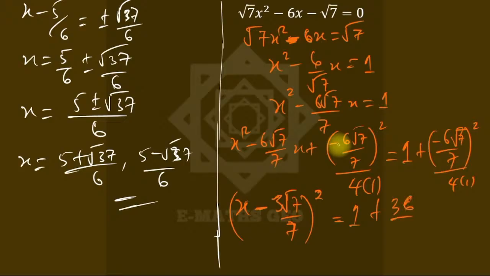Do you get 6 squared? That's negative 6 squared, which is 36. Root 7 squared is 7, so that's 6 over 7. The 7 multiplies the 4 there to be 28. So that's it.